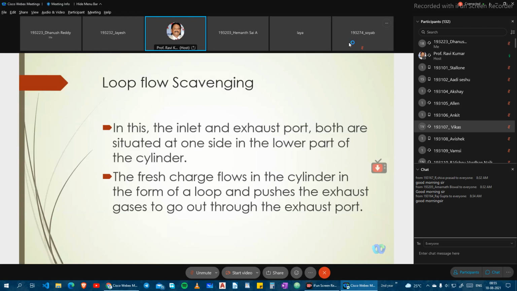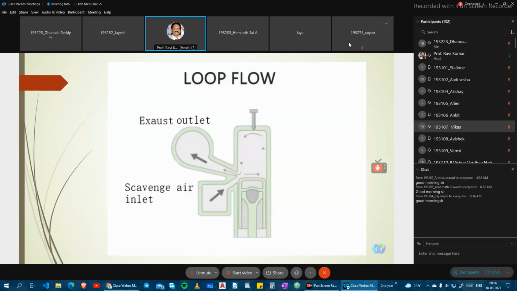The fresh charge flows into the cylinder through the inlet port in the form of a loop and pushes the exhaust gases to go out through the exhaust port. This is another figure I am going to show you, with small changes in the design, and you are going to see this loop.